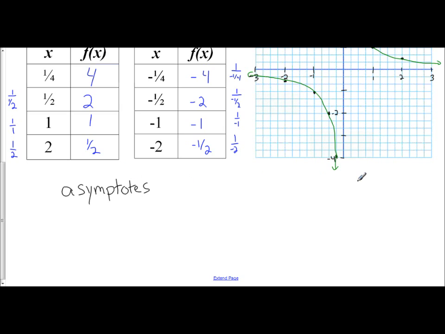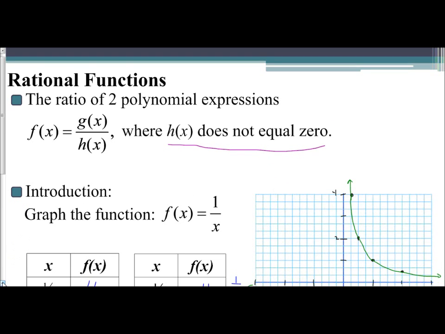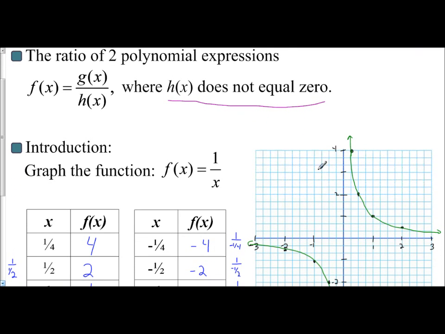Now what's interesting is I'm going to talk about this vertical one because it's the easiest one to see. The vertical one exists because of our definition. When you have a rational expression, the denominator cannot be equal to 0 because otherwise you're dividing by 0. And so that is why we have this vertical asymptote. That's why our graph approaches x equals 0, the y-axis, but does not touch it, because then you would have a denominator of 0.